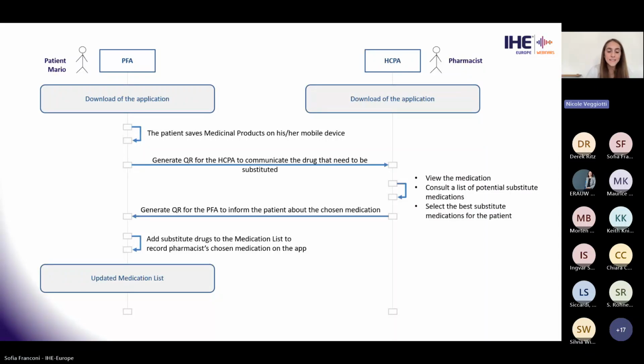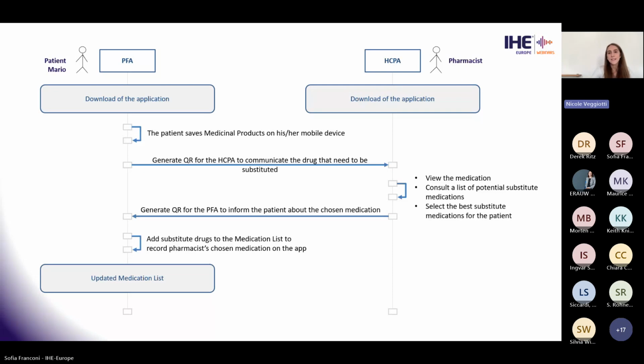And in this slide, you can see another representation of our use case using the path provided by IHE-Europe. So you are able to see our humans that are our patient Mario and the pharmacist, and non-human that are patient-facing app and healthcare provider app. So the patient needs to download the application, and also the pharmacist needs to download the application. At this point, the patient saves a medicinal product on his or her mobile device, like carbamazepine, for example.